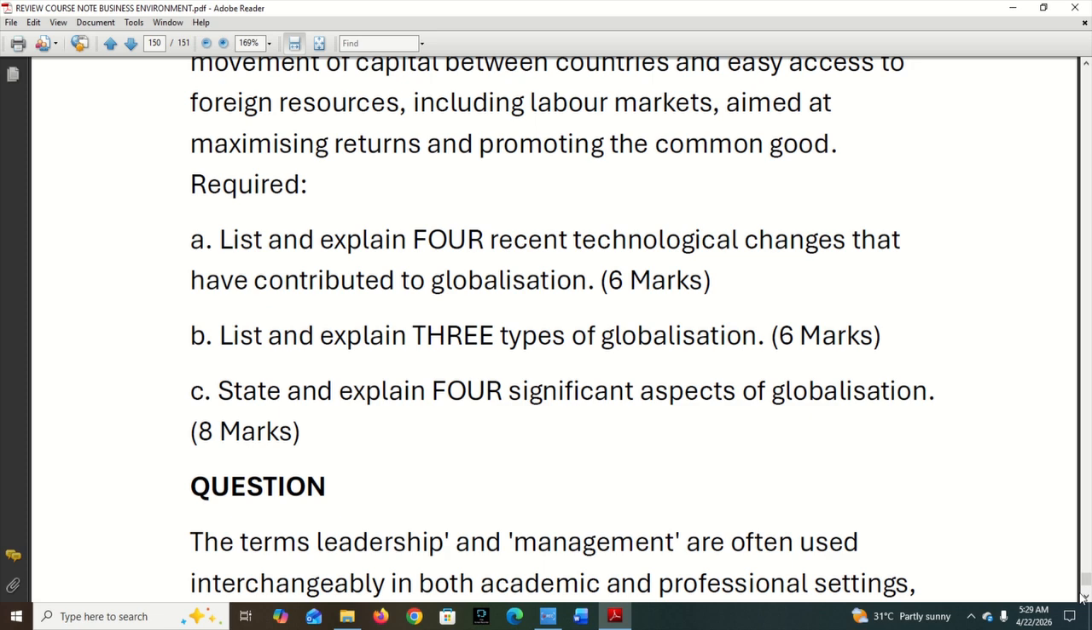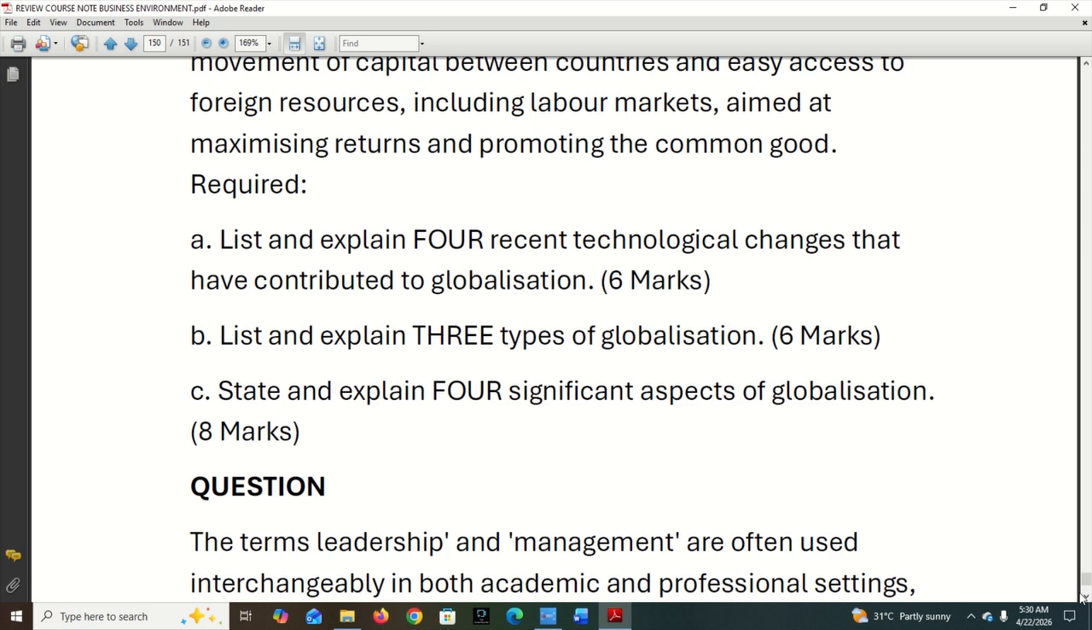Then lastly, state and explain four significant aspects of globalization. In other words, this is like saying state the advantages of globalization. So one, let's look at it together. Of course, globalization is solving economic problems. For example, if I'm in Nigeria and I'm not easily getting a job in Nigeria, globalization has made it so I can actually work remotely for a company in the US. So it's solving a lot of economic problems.